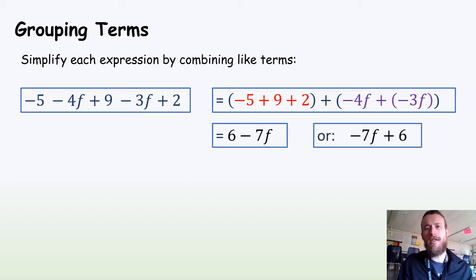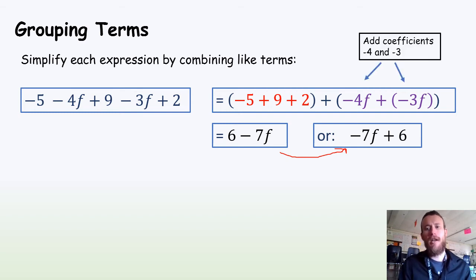We could rewrite it. Sometimes we want to write it in a reverse order. So if we use the commutative property, we could change what we get to negative 7f plus 6. Sometimes that's optional. If you're looking for multiple choice answers, you might need to do that. Again, we're adding coefficients basically when we're combining like terms. So negative 4f and negative 3f, you just add negative 4 and negative 3 to get negative 7.